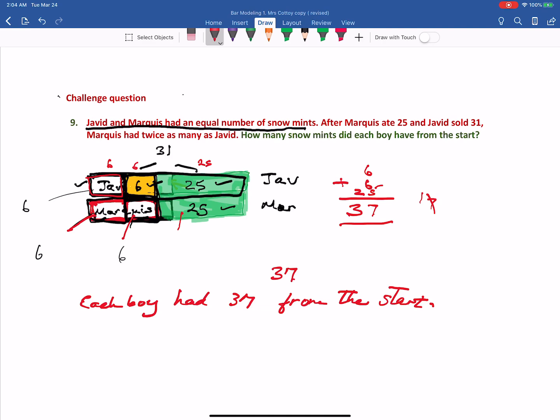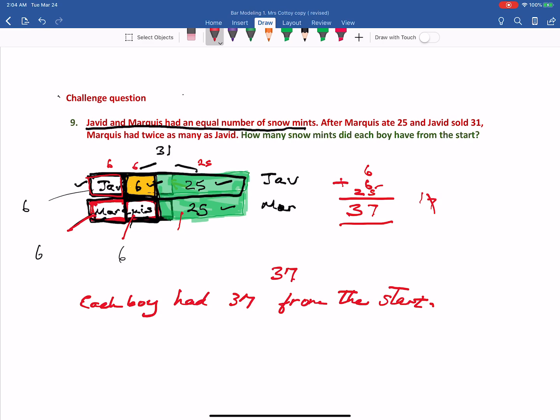All right, so based on our analysis of this question, what else can we find out? We can find out how many snowmen Javid had after he gave away his 31. He sold 31, so that means he remained with how many? 37 take away 31, which is 6. Great. We can find out how many Marquis had after he ate 25 and has a tummy ache now. That is 6 plus 6 equals 12.